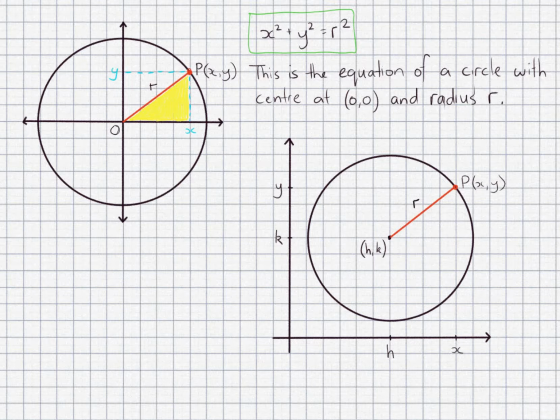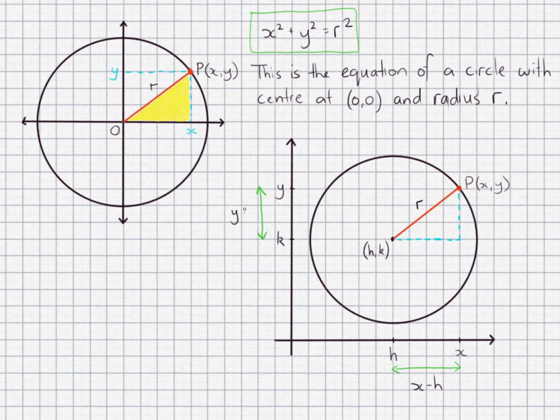Creating our right-angled triangle, like before, gives us this. However, the base and height of this right-angled triangle are no longer x and y. Instead, they are these distances here. So how would we represent these distances? Well, this is the distance between h and x, or x take away h. And over on the vertical side, we have y minus k.